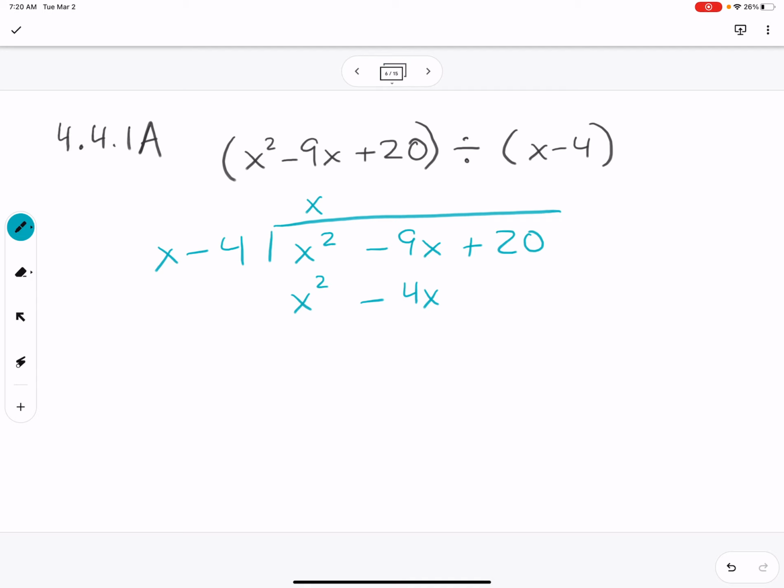And before we start adding these up, the weird part about polynomial long division is that you do have to take a moment and change the signs of both of those terms that you just came up with. So this becomes negative, this becomes positive. Now I can add up my terms. So x squared minus x squared, well, that just gives me 0, so those go away. Negative 9x plus 4x, that gives me negative 5x. And then I bring down this plus 20.